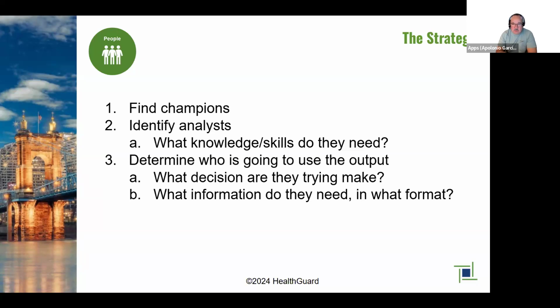And the third one, which is critical, is determining who's going to use the output. One thing I've seen organizations do over the years is not be clear on the decisions being made, or what decisions they want to help inform with the analysis. And what information do those individual stakeholders need? And how do they like to consume information?